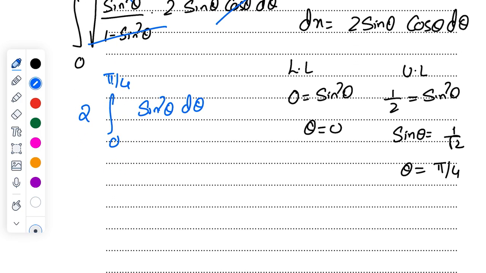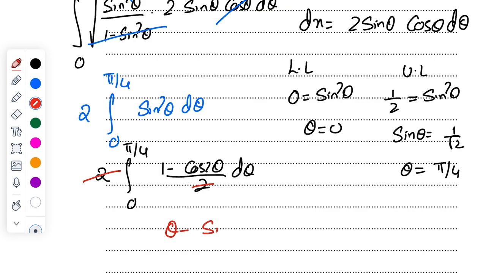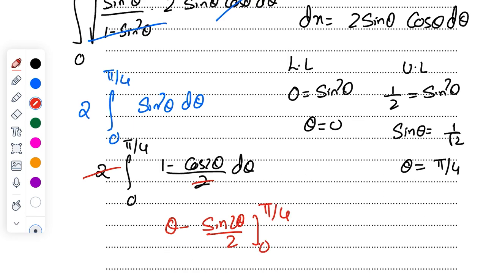Sine square theta is again nothing but what? 1 minus cos 2 theta divided by 2 d theta. So 2 and 2 get cancelled. 1 integral is theta. Cos 2 theta integral is sin 2 theta upon 2 plus c. But the limits are 0 to pi upon 4.